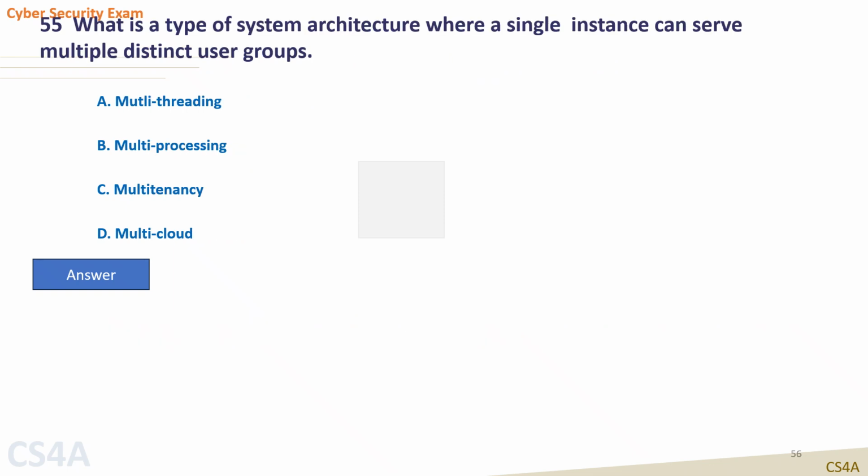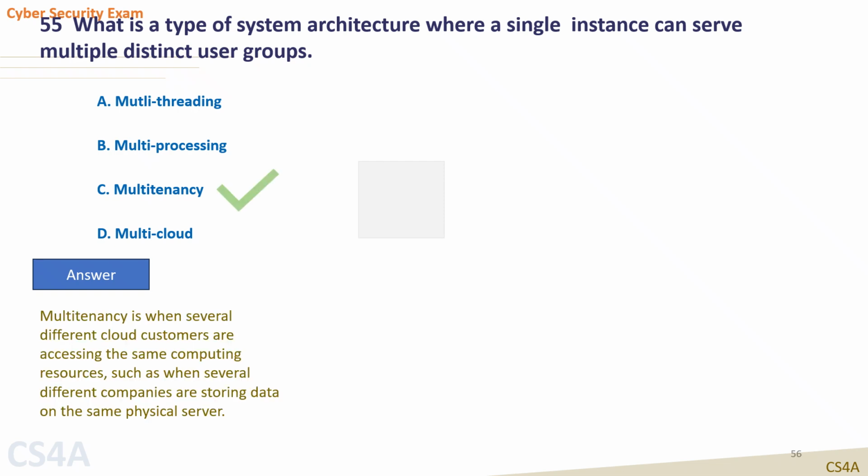So here the question is, what is the type of system architecture where a single instance can serve multiple distinct user groups? The options are multi-threading, multi-processing, multi-tenancy, and multi-cloud. The keyword is serve multiple distinct user groups. Multi-processing is not the correct answer; it is just processing in multiple ways. Multi-threading is the same; it just creates threads inside a process to do multiple operations. Multi-tenancy is the correct answer. In cloud terms, we use multi-tenancy to serve multiple distinct user groups with a single instance. Multi-cloud is not correct. So option C is the correct one.